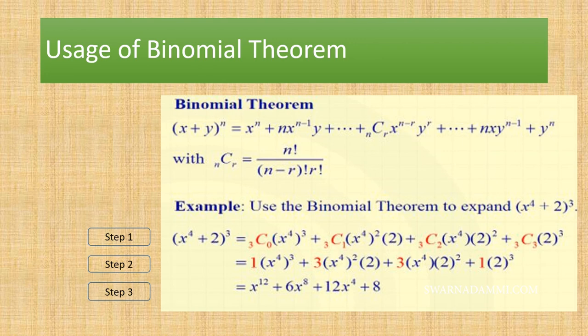Understood? We'll say it again. The power here is 3, so (4^x + 2)^3: instead of x, 4^x, and instead of y, 2. The power of 2 here is 1. Right.